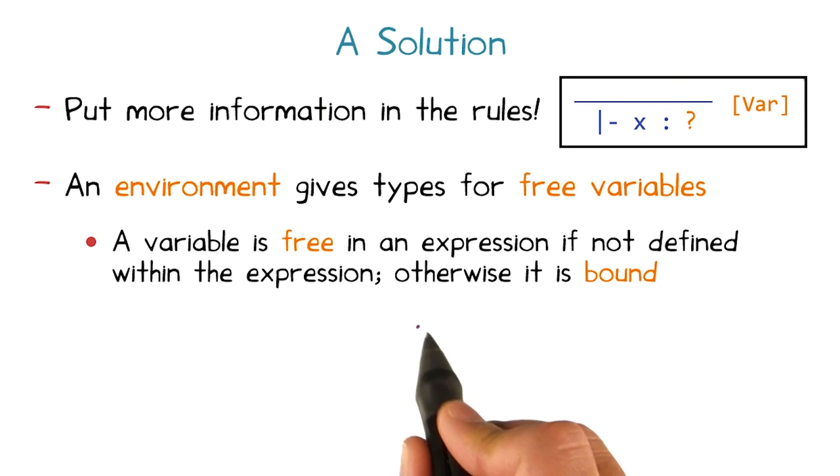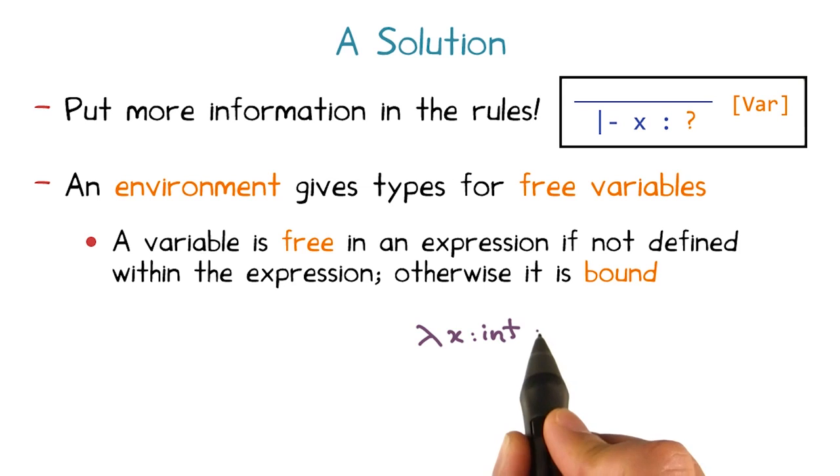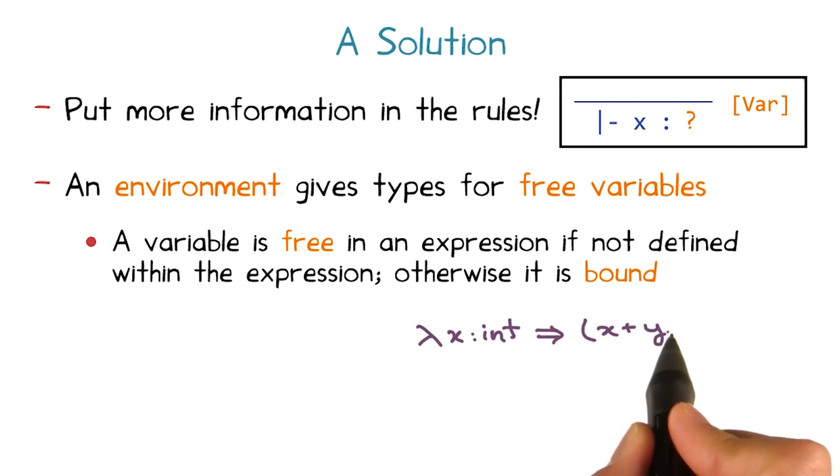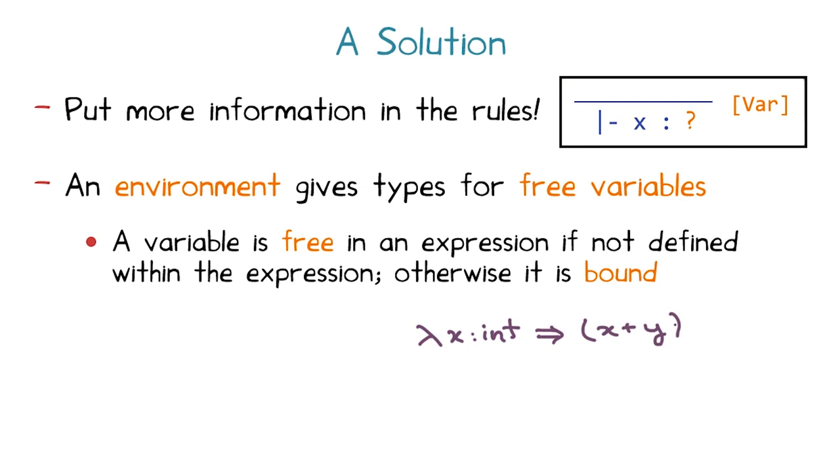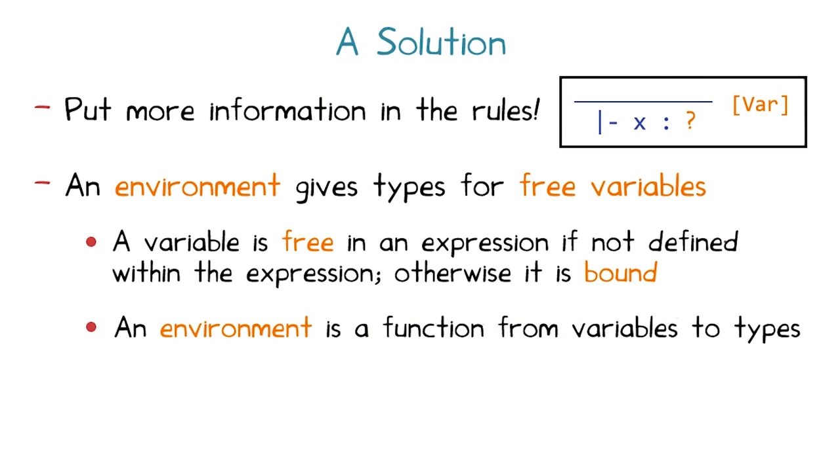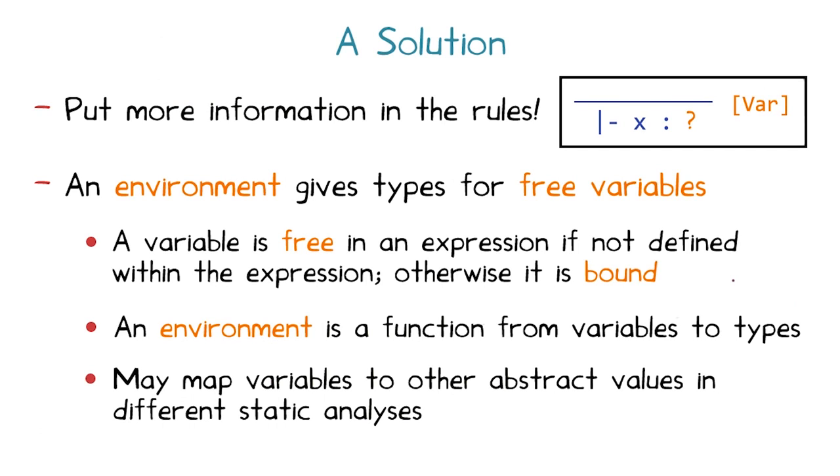For instance, consider the expression lambda x of type int yielding x plus y. Variable y is free in this expression, but variable x is bound. In a type system, an environment is a function which maps variables to types. For example, if we declare variable x to be an int in a Java program, the environment would map the variable x to the type int. The concept of an environment is general. In other kinds of static analyses, environments may map variables to other abstract values instead of types, as we will see later on in this lesson.